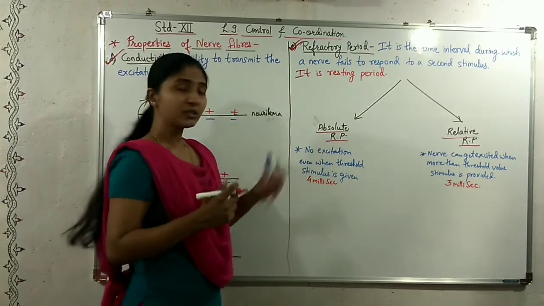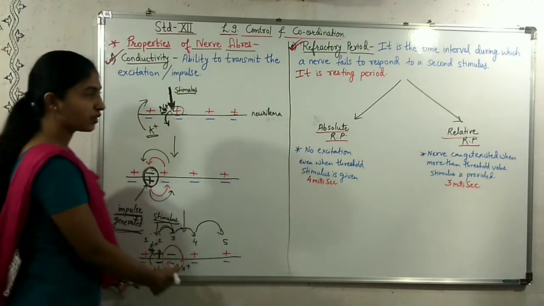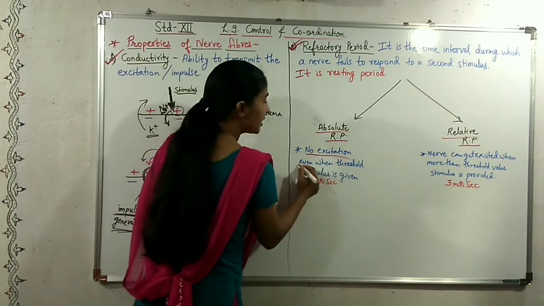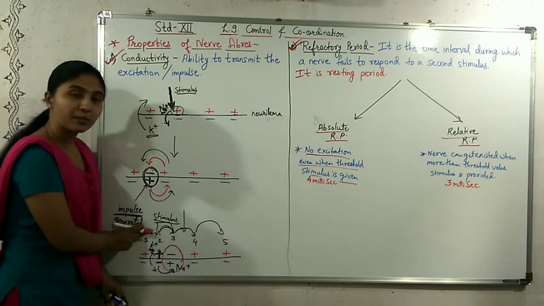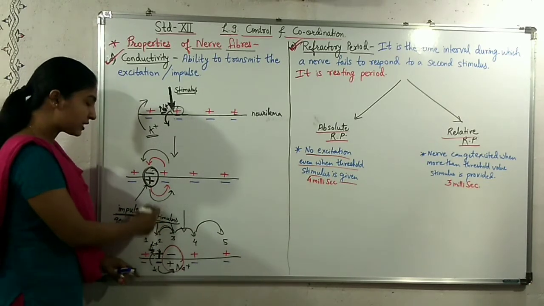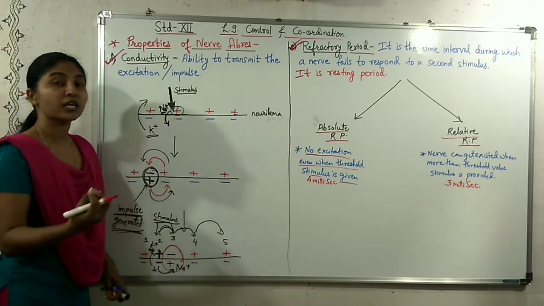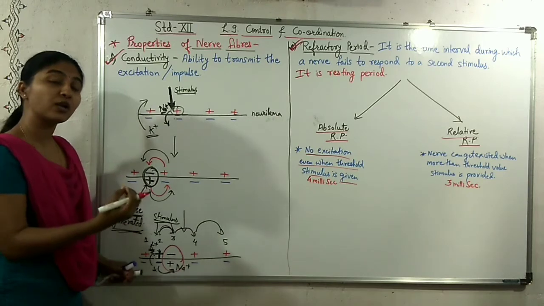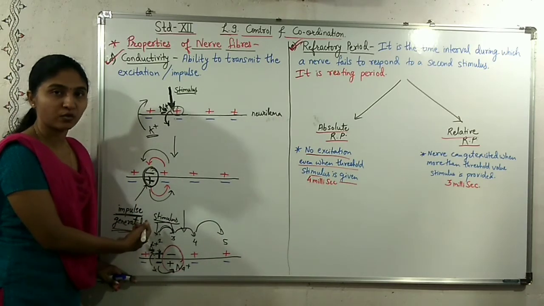Now in the absolute refractory period, what happens? The same thing happens over here. There is no excitation even when the threshold stimulus is given, because here sodium ions are absent, only potassium ions are present. So even if at the same point the second stimulus is given, the nerve will not get excited, because the impulse will not be generated over here, because sodium ions are not present over here.